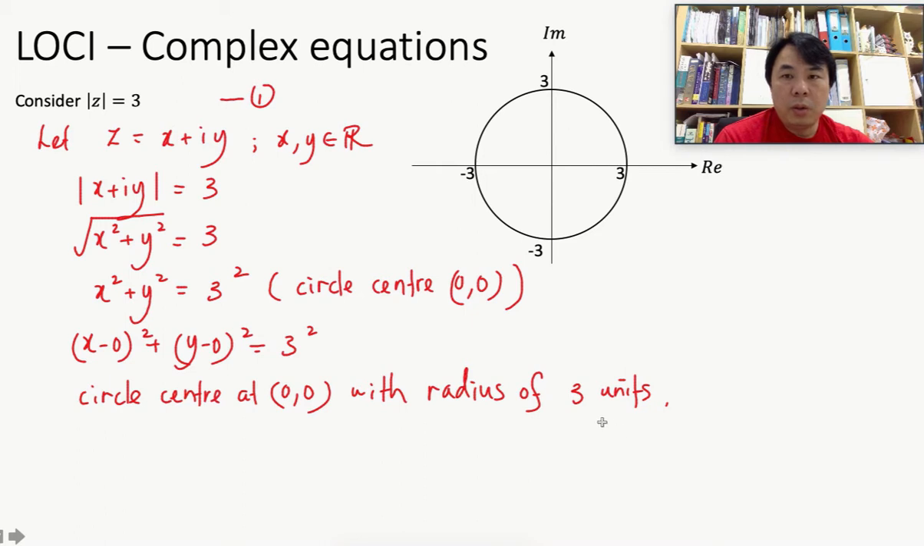So first of all, always try to interpret these complex equations geometrically before we apply any algebraic expression here. Okay, next, let's look at an example that involves the path traced by this complex equation. And the next example is here.